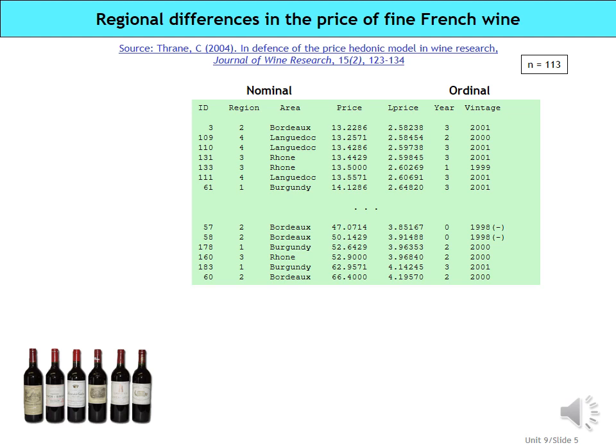There's a journal for everything. Whatever you look for, I guess you can find a journal that people investigate that. And this is just the Journal of Wine Research. This is 2004 data. Train has done a study, in the defense of the price hedonic model in wine research.